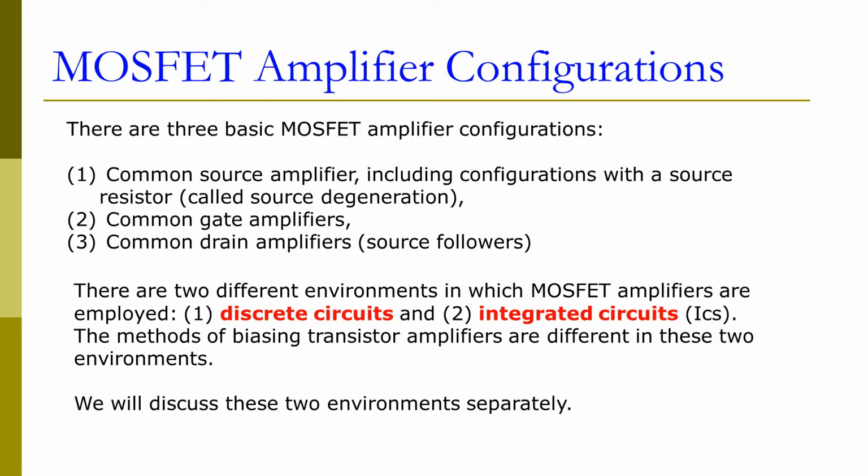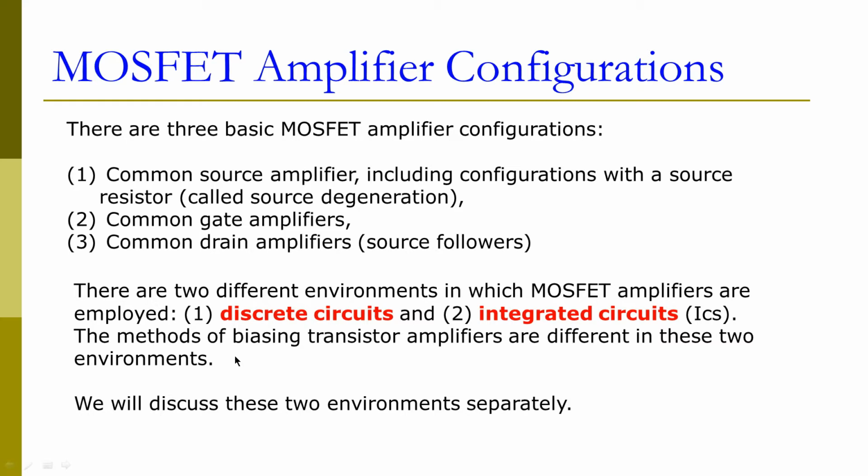The MOSFET amplifier configurations are almost identical to those of BJT-based amplifiers. Basically, we have three configurations: common source amplifier, which also includes configurations with a source resistor, sometimes called source degeneration; common gate amplifiers; and common drain amplifiers, also called a source follower. As we mentioned, there are two different environments in which MOSFET amplifiers are used: discrete circuits and integrated circuits.